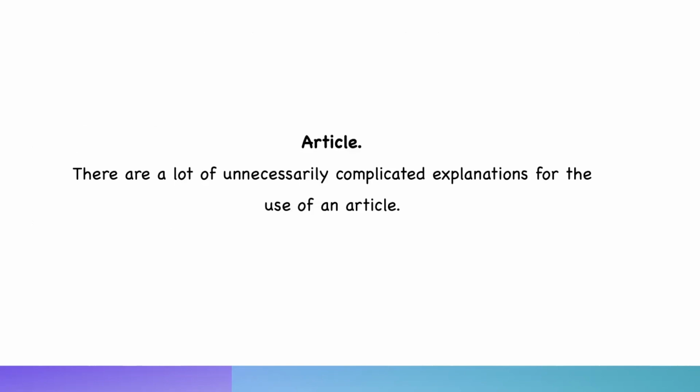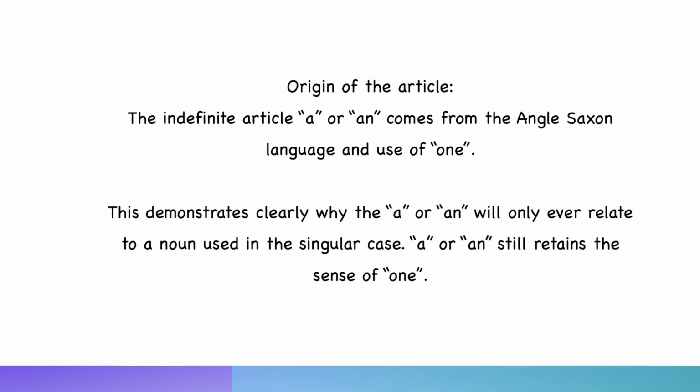I'm going to talk about the article. I have mentioned it previously, and it is talked about in depth in the actual grammar video. Here's just a brief explanation. There are a lot of unnecessarily complicated explanations for the use of an article, but in actual fact, it's quite simple. The origin of the indefinite article, a or an, comes from the Anglo-Saxon language, and it's the use of one. This demonstrates clearly why a or an will only ever relate to a noun used in the singular case. A or an still retains the sense of one.